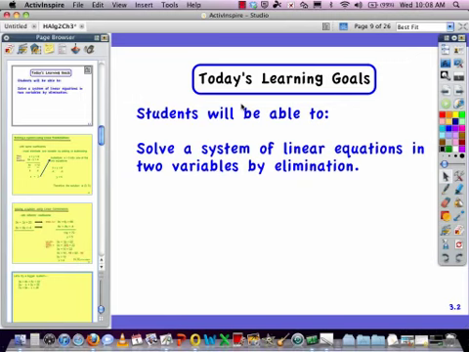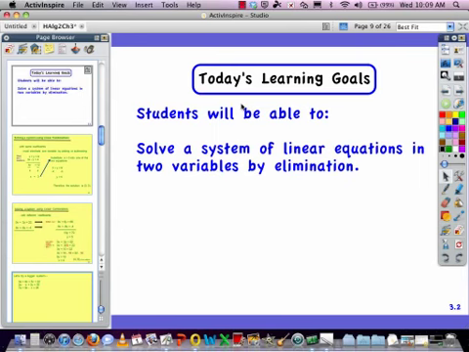Today's lesson comes from Section 3-2, Solving Systems by Elimination. We will do our third method for solving a system. We already have graphing, substitution, and now elimination, also called linear combination in some textbooks. I like elimination only because it names the process, tells you what you're going to do. We're going to eliminate something to help us solve.